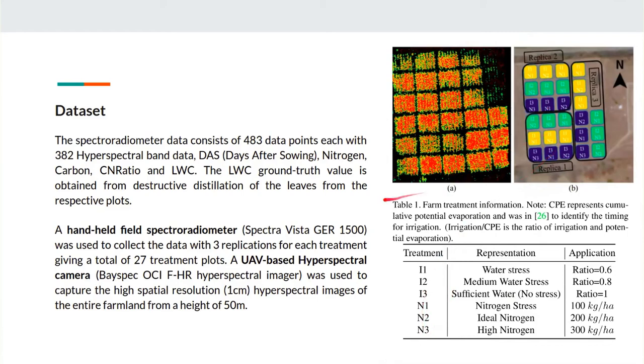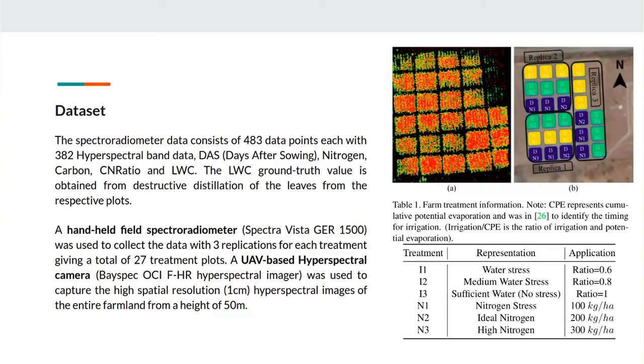Each of these six treatments would be represented. We capture the spectrophotometer data using the SpectraVista GR, and three replications were captured from each of these 27 plots on multiple days after sowing. Days after sowing is just a metric that gives us an idea of how many days have passed after the crop has been sown.